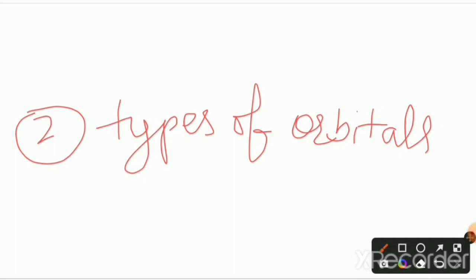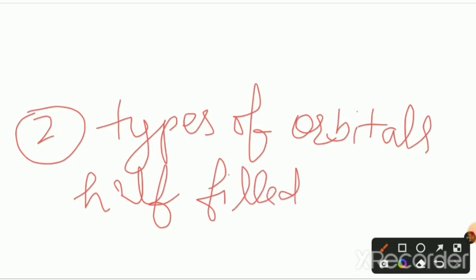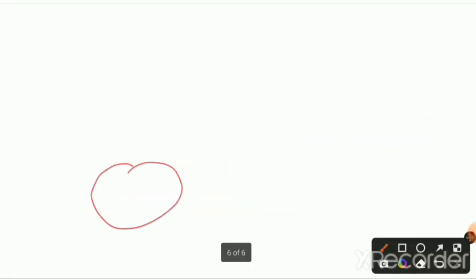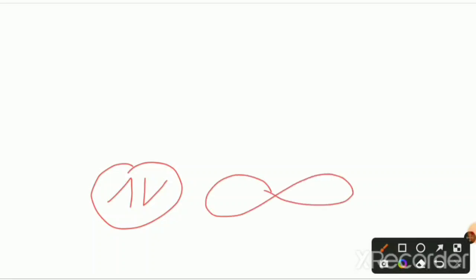Only half-filled orbitals overlap to form a covalent bond. Note it down, only half-filled orbitals overlap to form a covalent bond. Let us consider this s orbital. Here is a paired electron, and this is another orbital which is a p orbital. This is unpaired, so there is no covalent bond formation, because the second postulate of VBT explains that half-filled orbitals overlap, and in this case there is no overlapping.